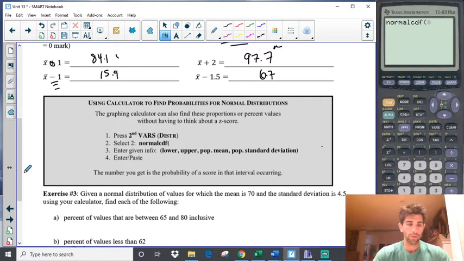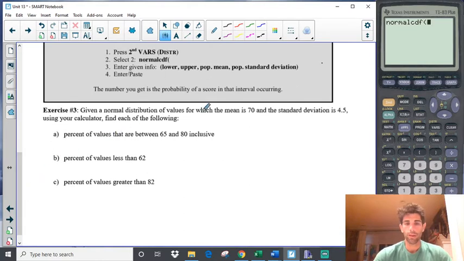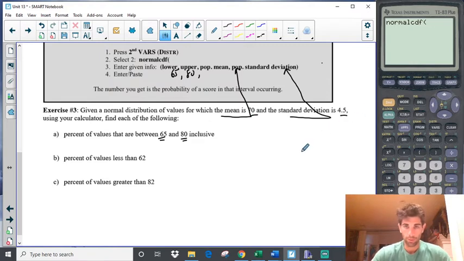So here's our first example. Given a normal distribution of values for which the mean is 70 and the standard deviation is 4.5, use your calculator to find the percent of values that are between 65 and 80. So 65 is my lower, 80 is my upper, and then my mean is 70 and 4.5. If you have the old calculator, you're just going to put it in and hit comma. If you have the newer calculator, it should say lower, upper, mean, and standard deviation, in pretty much the same order.